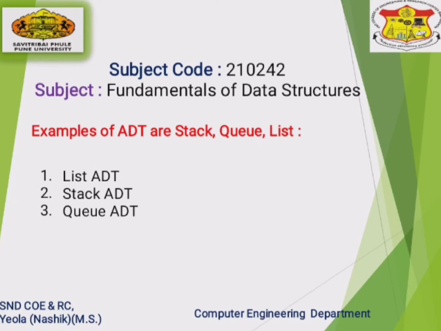Examples of ADT. First, list ADT, that means list abstract data type. Second, stack ADT, that means stack abstract data type. And third is queue ADT, that means queue abstract data type. We can show all these three examples step by step. Let's start.